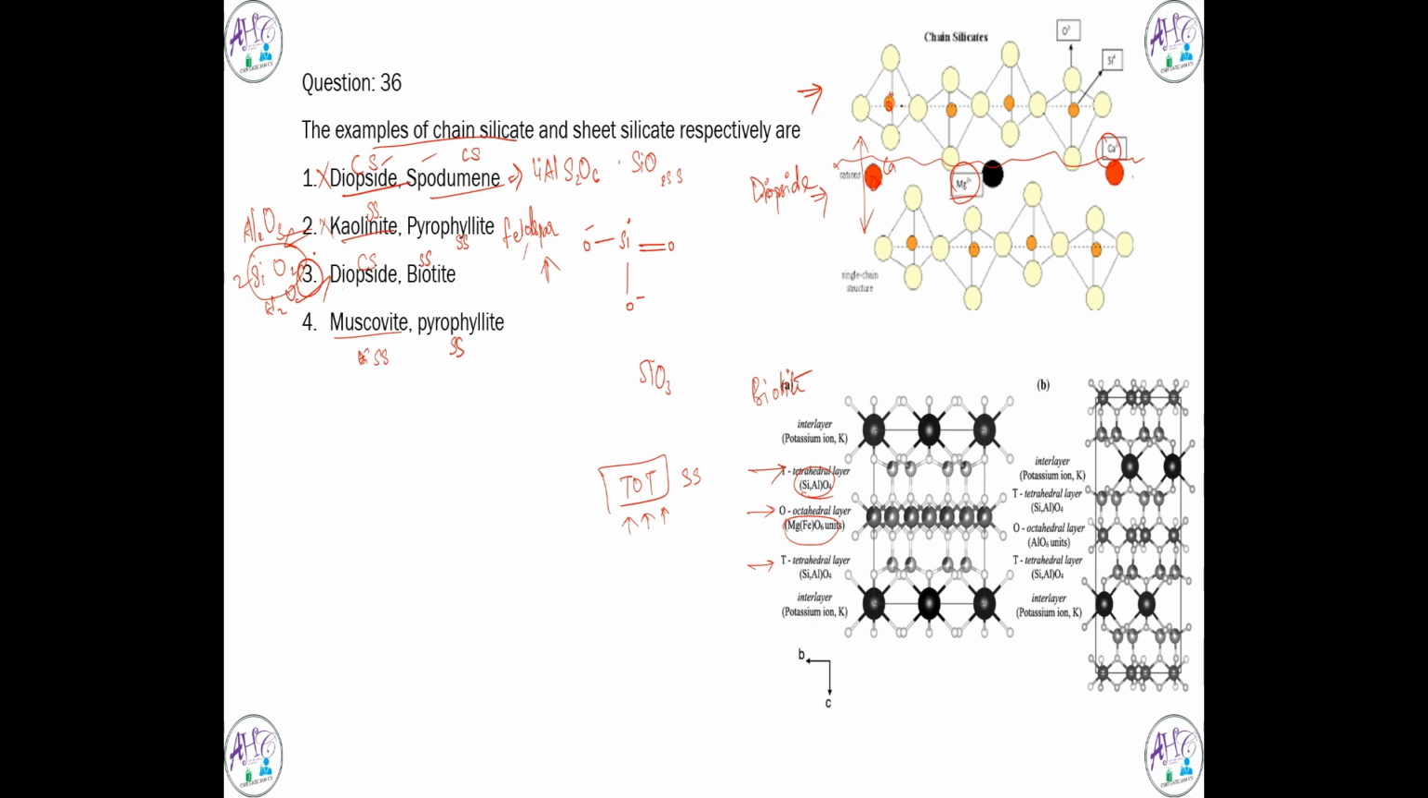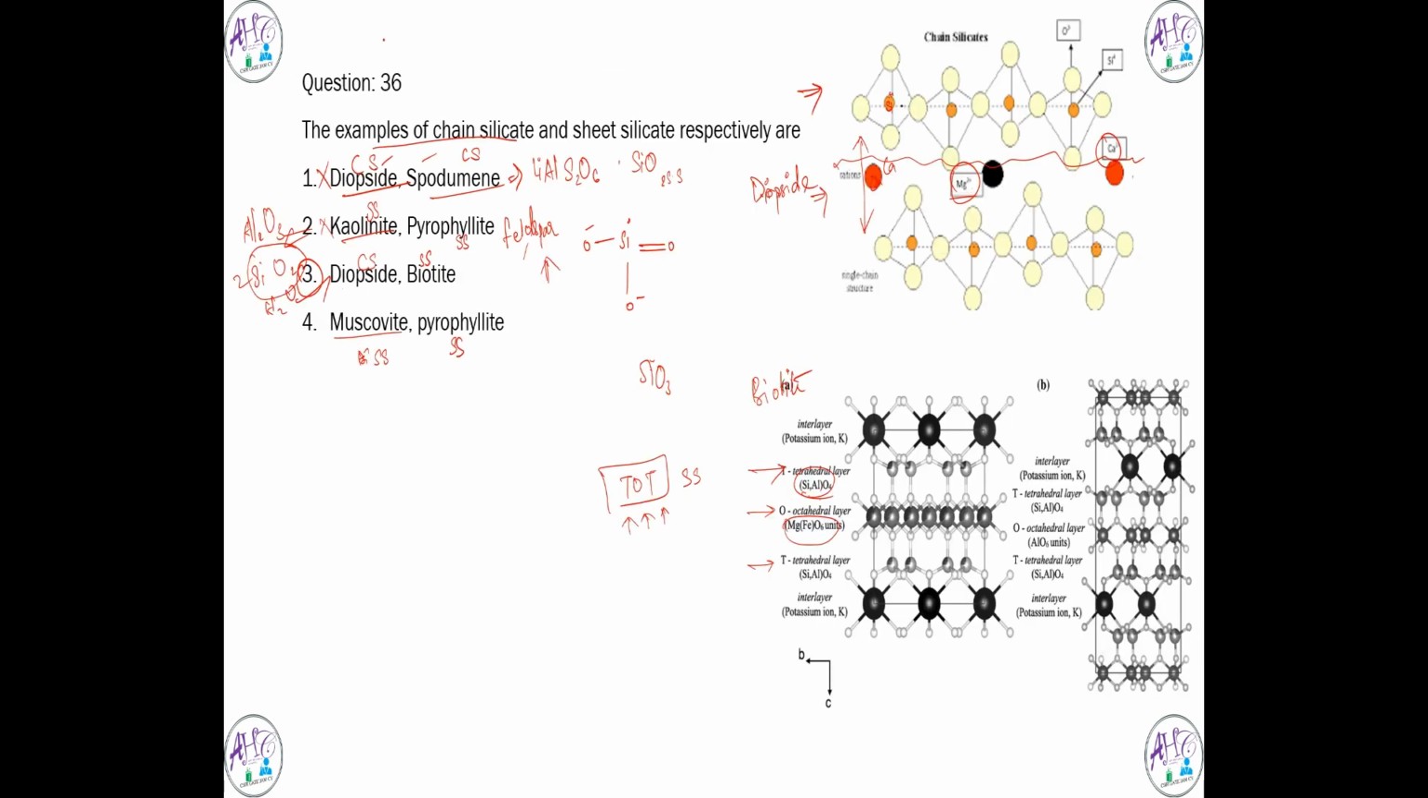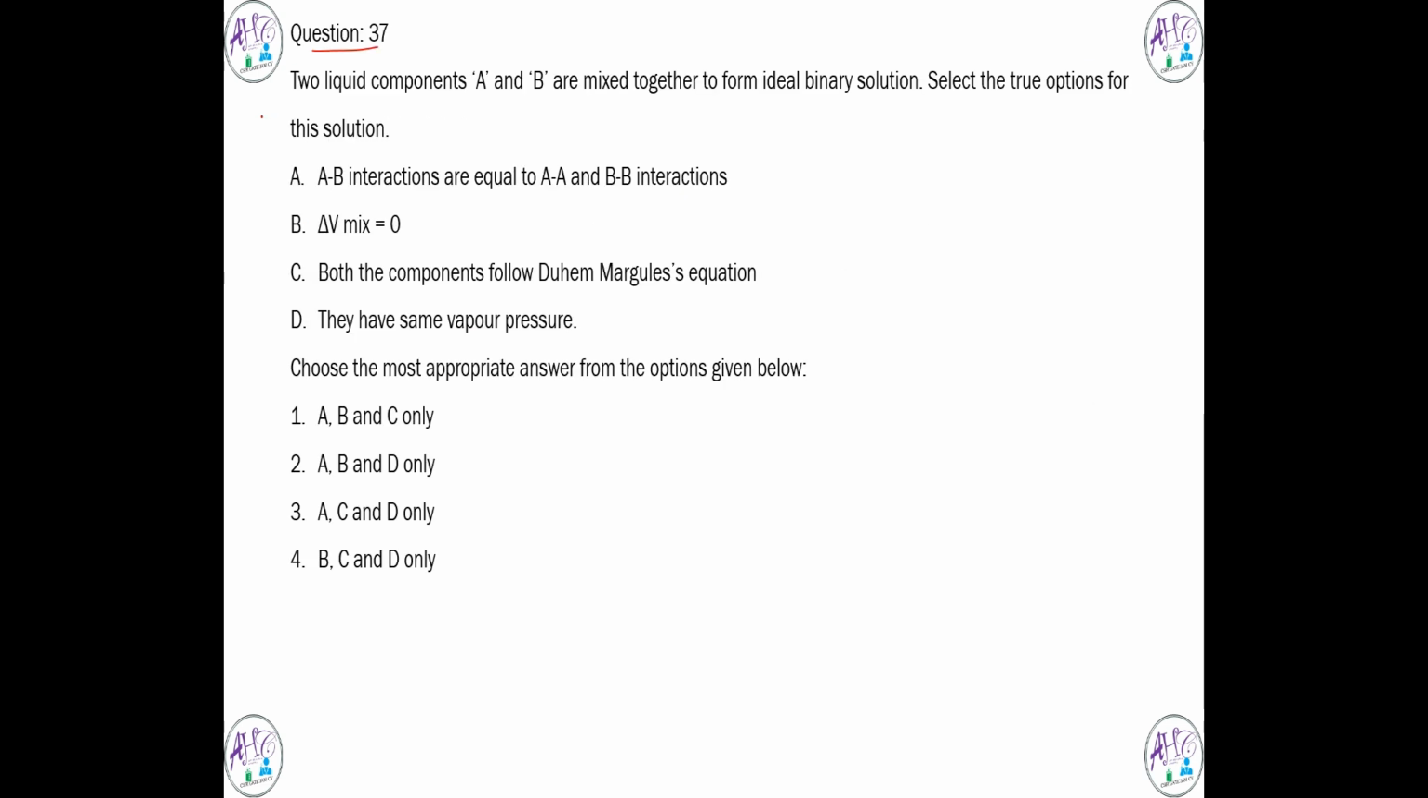This is a kind of tough question. This is typically from your main group elements. Okay, 37th question. If you don't even understand this one, don't think that you don't know anything. It's just that it is given in a very complex way, and you need to read the concepts in detail. So you don't have to worry more about this question.